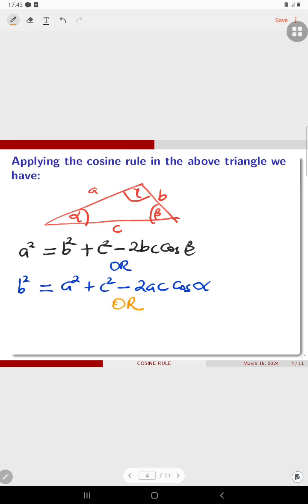Or if you want to find C, C squared is going to be, the other two will be what? If you take C, it will be left with A and what? B. A squared plus B squared minus 2, the product of these two, AB cos the angle facing the C. What is the angle facing the C? Gamma. We call this the cosine rule. And you can use the cosine rule to find either the side or interior angle of a triangle.